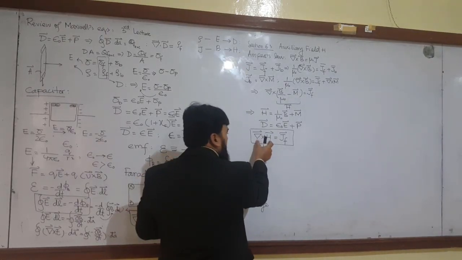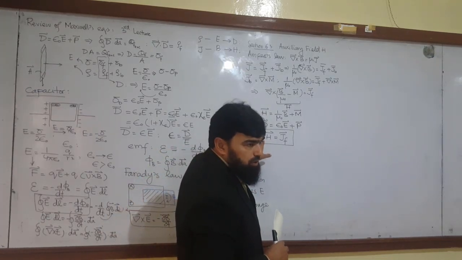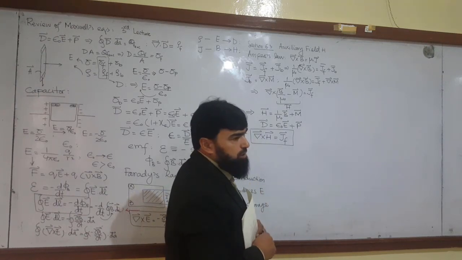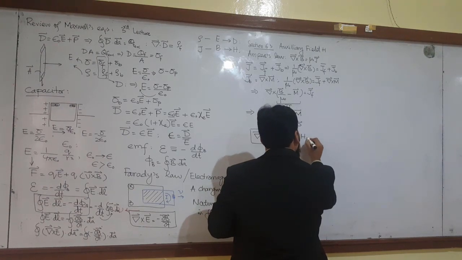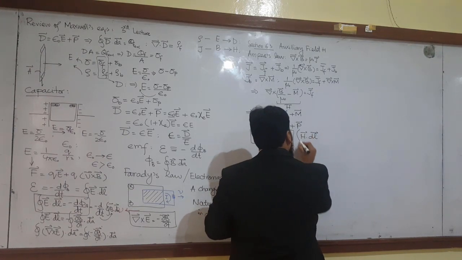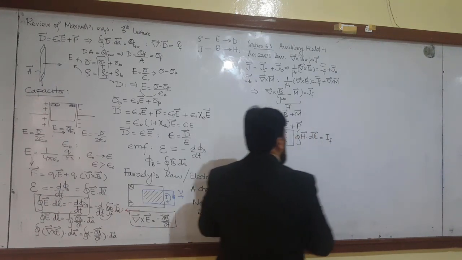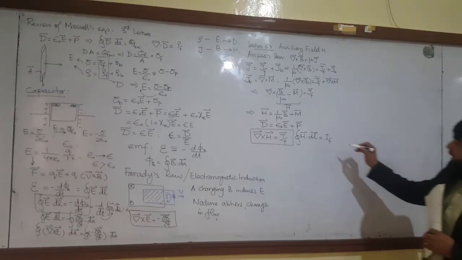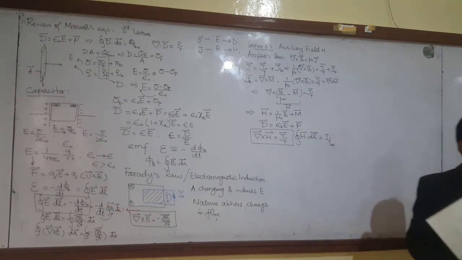But here we have the differential form like this. And now you have the curl here, so you can apply the Stokes theorem on this, and it will be converted from del cross H to the closed path integral of H dot dl, and it will be equal to the free current. IF is the free current, the free current enclosed by this loop.